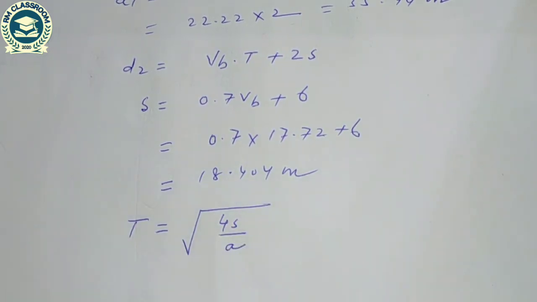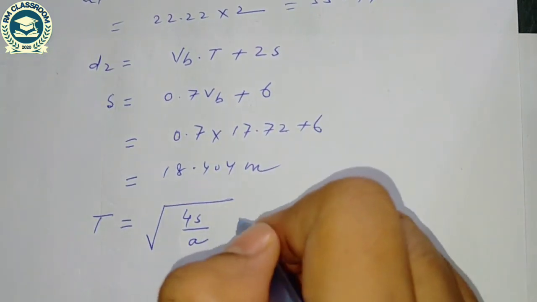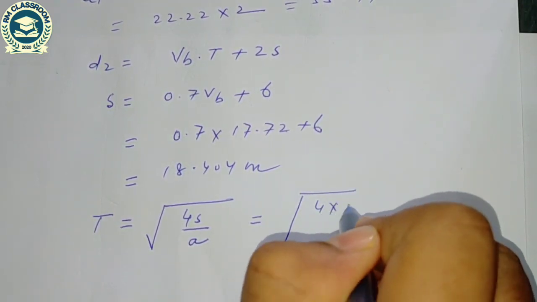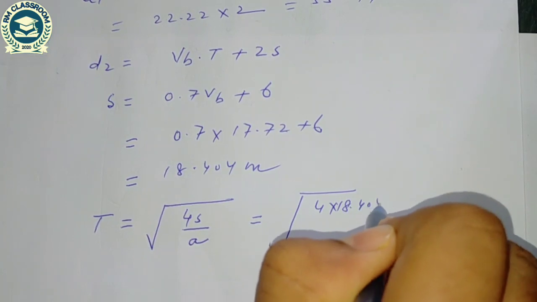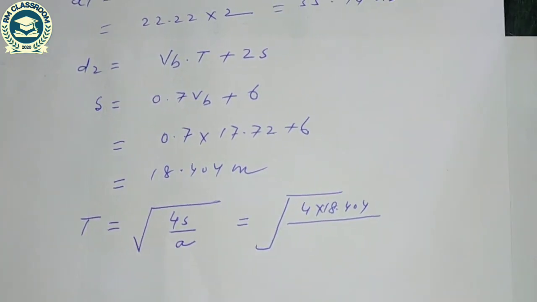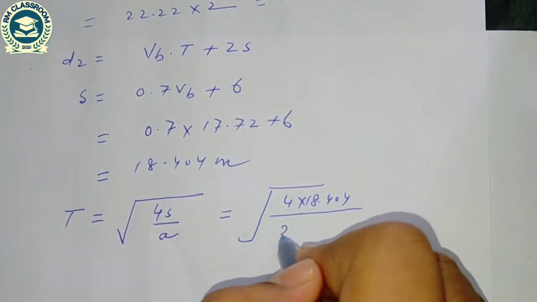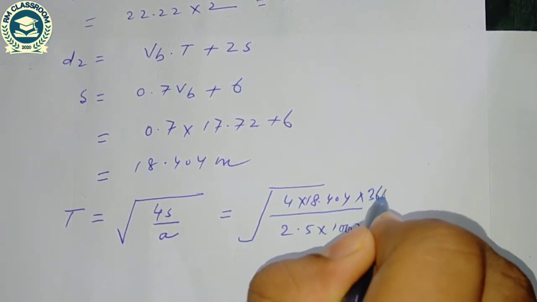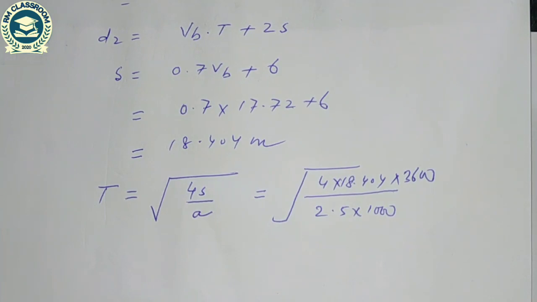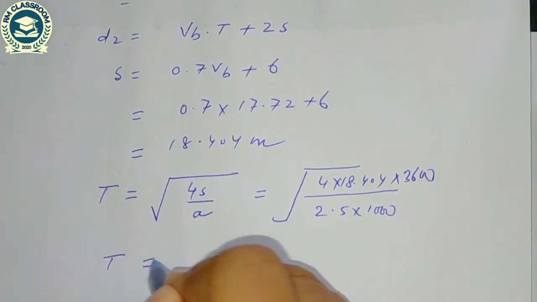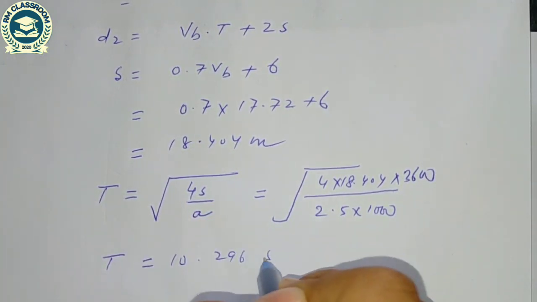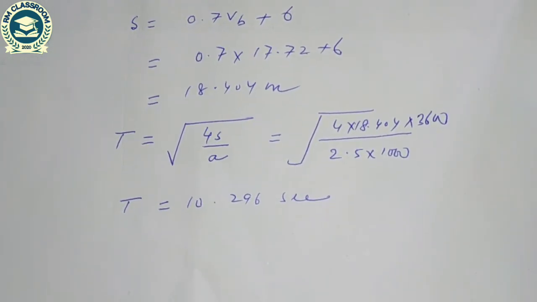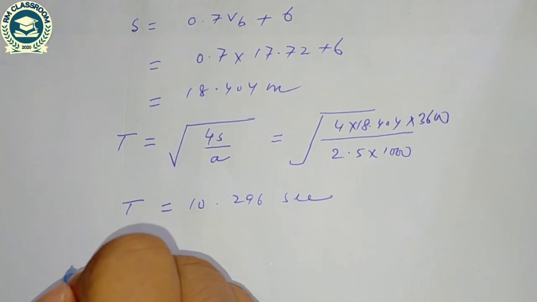divided by A, but keep in mind that A is acceleration in meter per second square. So 4 into 18.404 divided by acceleration, which is given as 2.5 kilometer per hour per second. So 1000 into 3600, so I have converted it. So the capital T is equal to 10.296 second. So the D2 value can be computed.